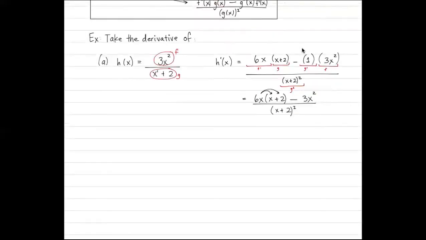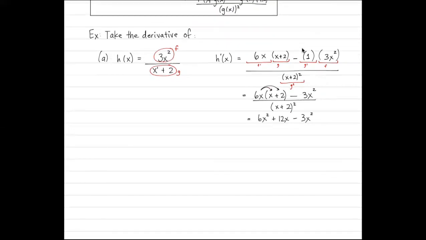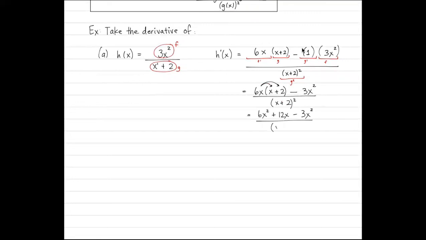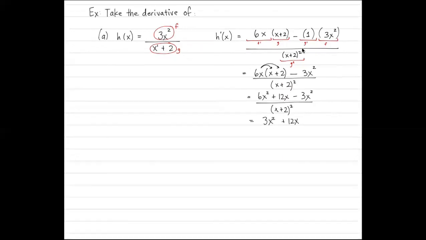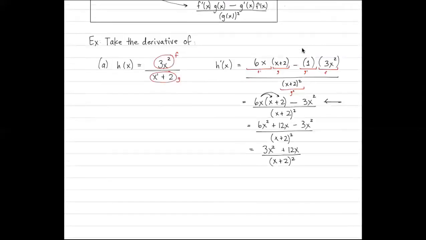We could FOIL this out on the top: 6x squared plus 12x minus 3x squared, over (x plus 2) squared. And then I can simplify the x squared terms together. 6x squared minus 3x squared gives me 3x squared plus 12x, over (x plus 2) squared. All right, so that would work too. But like I said, I think it would be totally fine if you left it at the earlier step.